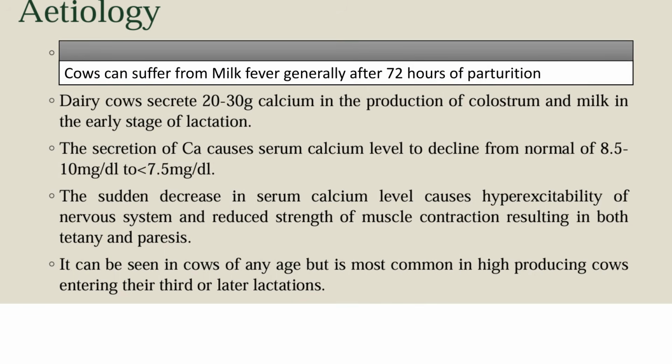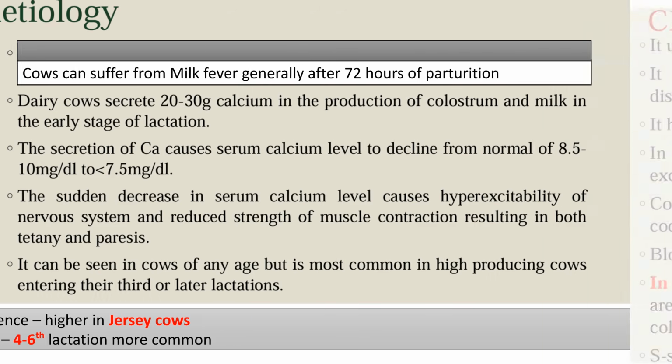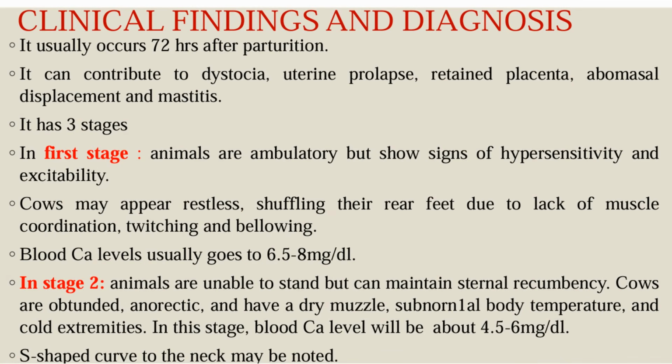Dairy cows secrete calcium for colostrum and milk production, causing serum calcium to decline. This decrease can lead to hyperexcitability, tetany, and paresis. It is more common in Jersey cows and in cows during their 4th to 6th lactation. Clinical findings usually occur 72 hours after parturition and may contribute to complications like dystocia and mastitis. Milk fever has 3 stages.